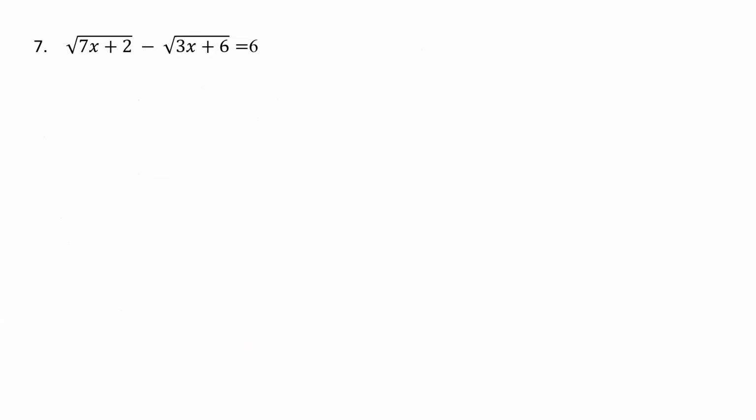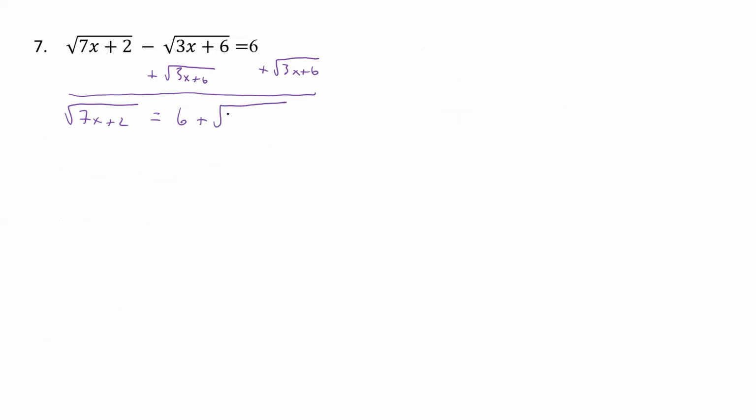What about this one? Well, this is back to one where we actually have to take one square root to the other side. So we're going to add the square root of 3x plus 6 to both sides. And so when we do that, we get the square root of 7x plus 2 equals 6 plus the square root of 3x plus 6. Now we get to square both sides.